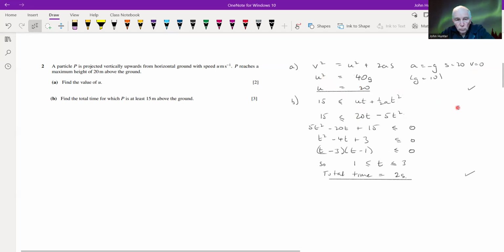That's straightforward. Now the second part: find the total time for which P is at least 15 meters above the ground. We're talking about displacement here, aren't we? 15 meters. So we're interested in our main suvat equation, which is s equals ut plus half at squared. So we want that displacement.